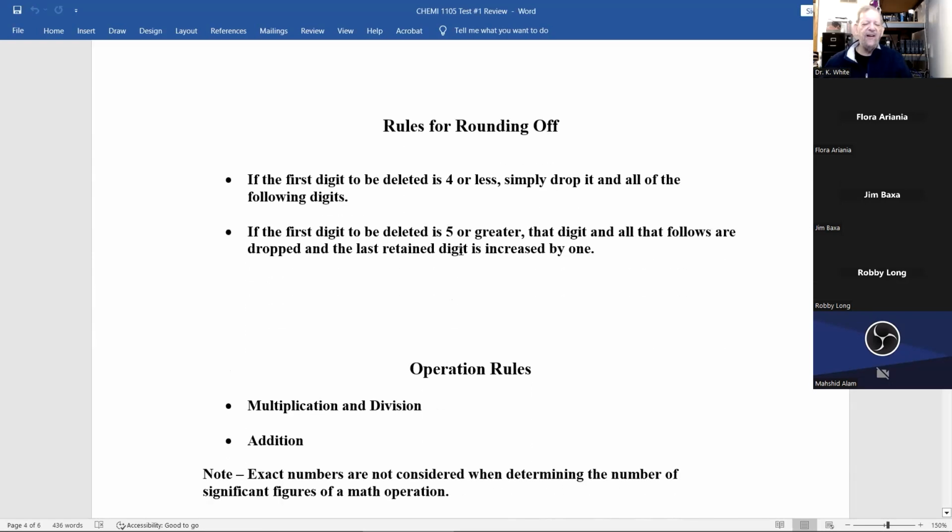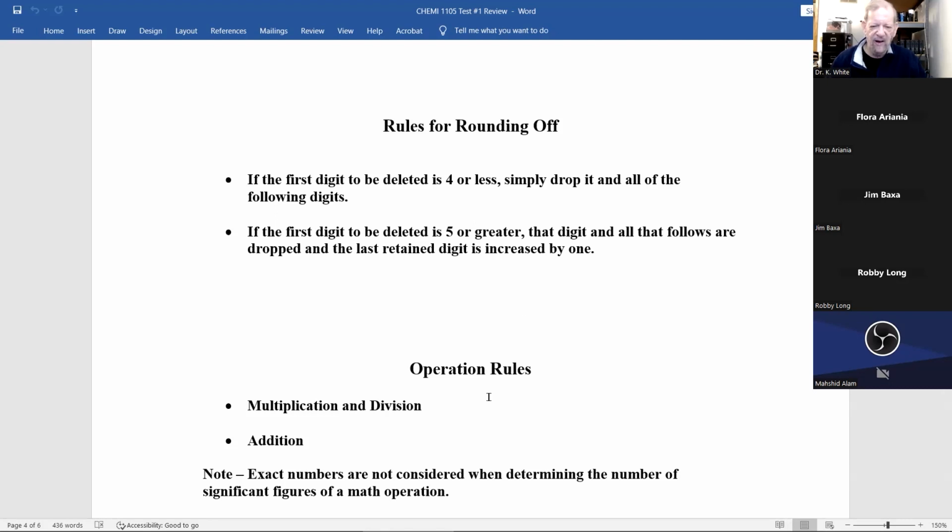Now, once you have significant figures in a number, you should know how to round it off. And I'm going to be doing this for where there's a decimal point. If the first digit to be rounded off is 4 or less, simply drop it and all the following digits afterward. If the first digit to be deleted is 5 or greater, then that digit and all that's followed are dropped, and the last retaining digit is increased by 1.